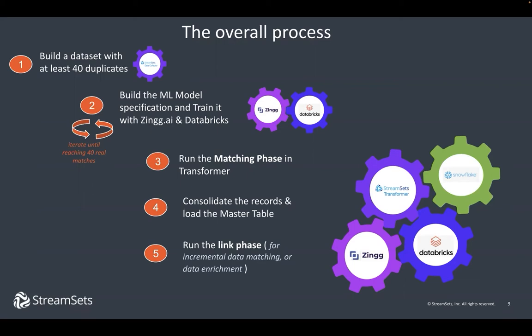And last but not least is step five: how I can now maintain this customer dimension over time when there is some new customer data coming. In other words, how I can go through the incremental phase and perform identity resolution on the fly. From step three up to step five, we are combining this whole stack of technology: Transformer, Zingg, Databricks, and Snowflake.